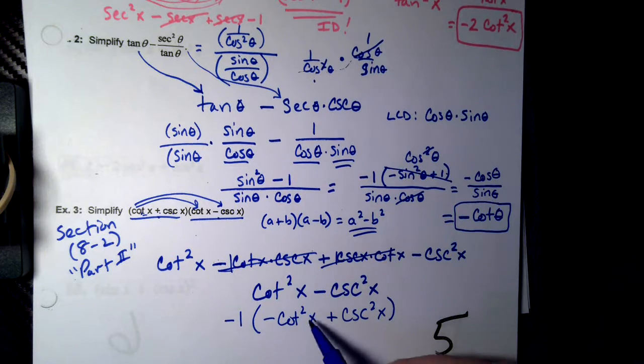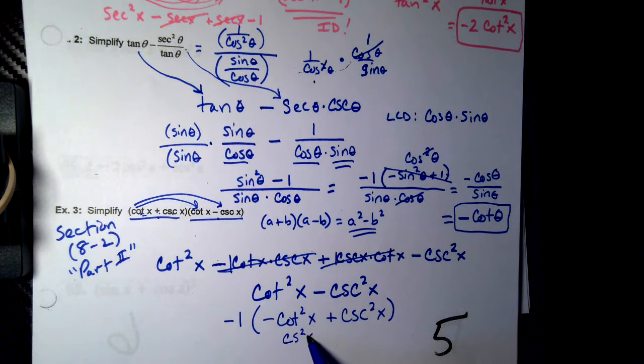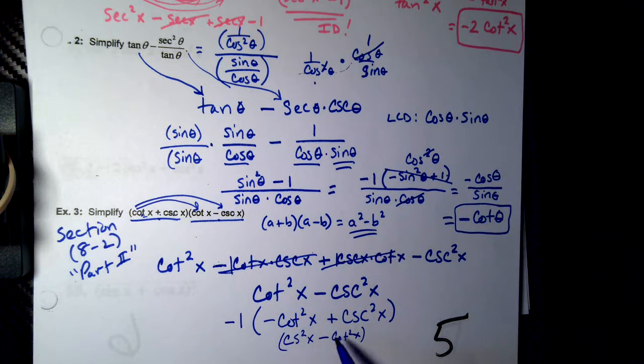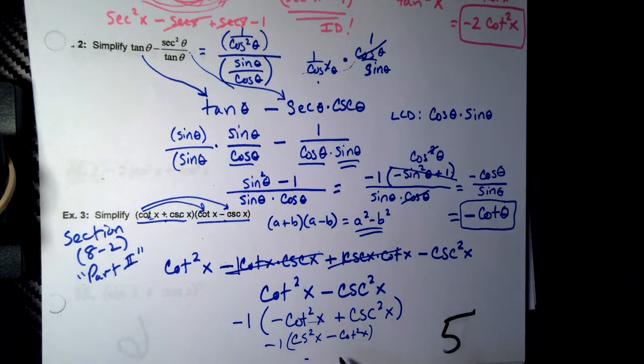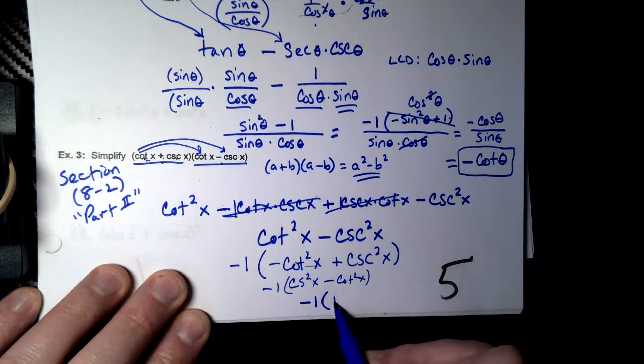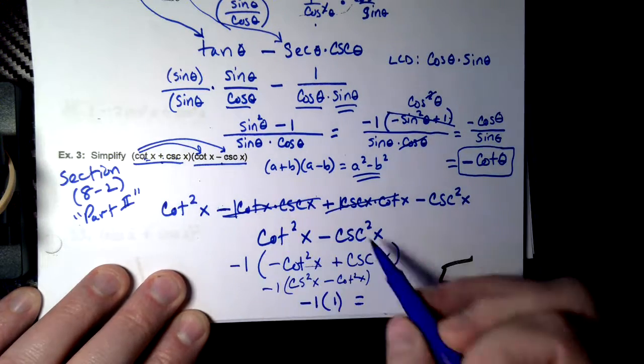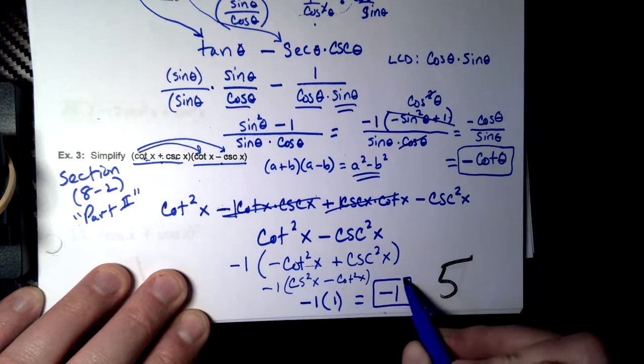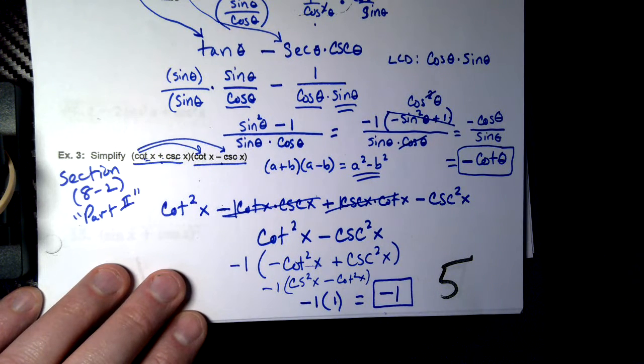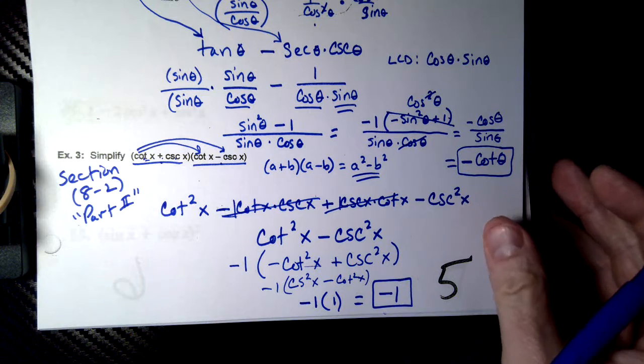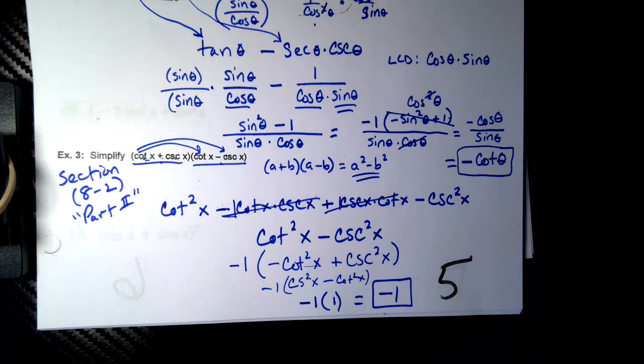So now I did that. It's a negative cotangent. You can write this part first if that makes you feel any better: cosecant squared x minus cotangent squared x. This parentheses is the same as this parentheses, and it comes out to equal 1. So it's a negative 1 times a positive 1, and all this mess comes out to equal negative 1. Negative 1 is the final answer of this problem. All right, let's move on.